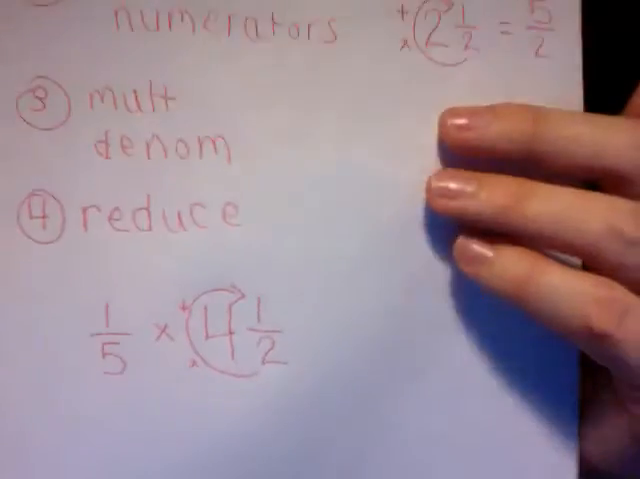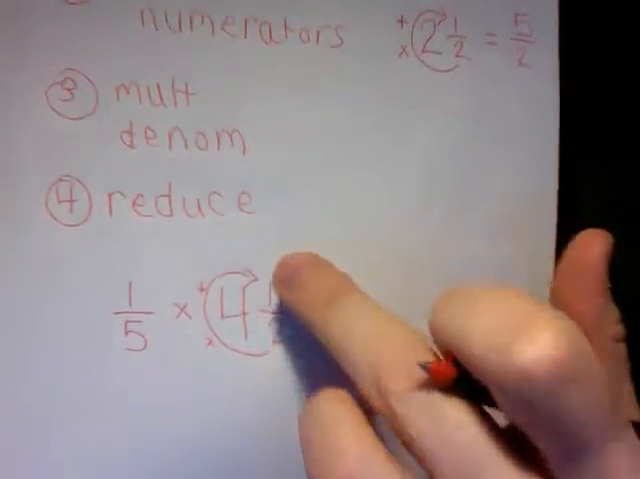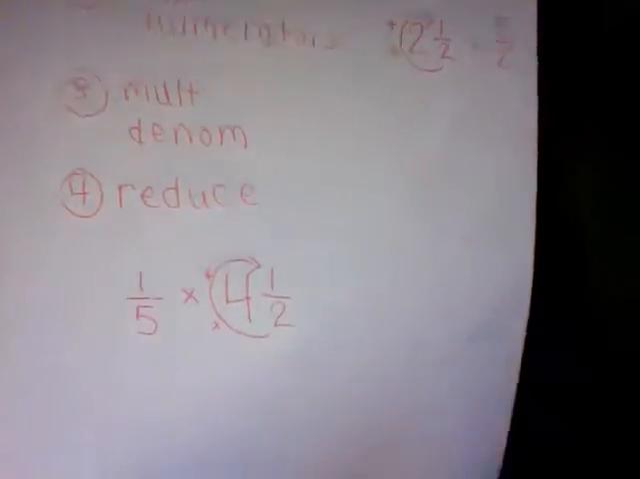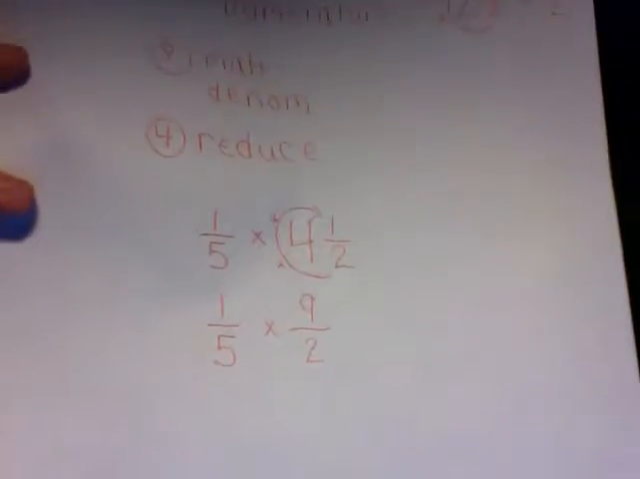which means I'm going to do 2 times 4, which is 8. 8 plus 1 is 9, so this is now 9 halves. So I'm going to rewrite it as 9 halves times 1/5, or 1/5 times 9 halves. It doesn't matter which way you do it.